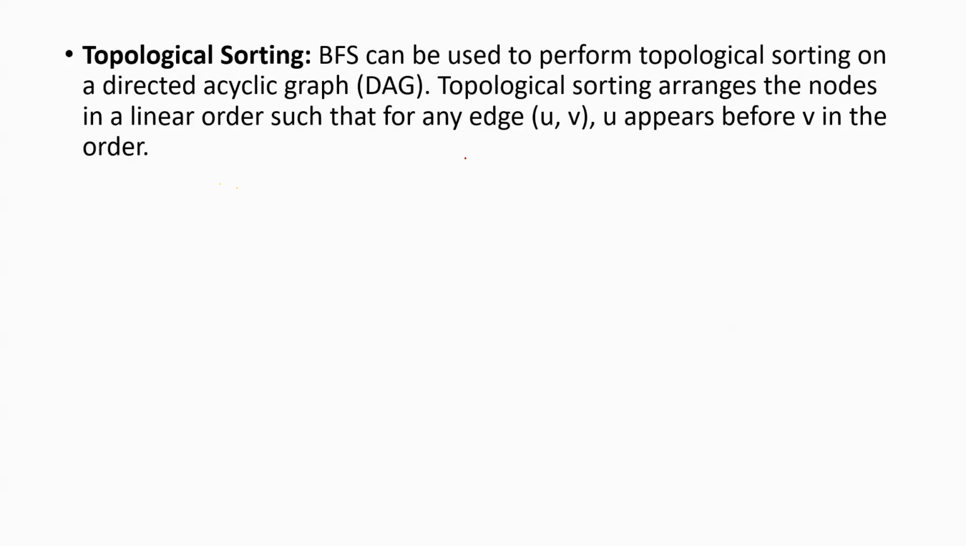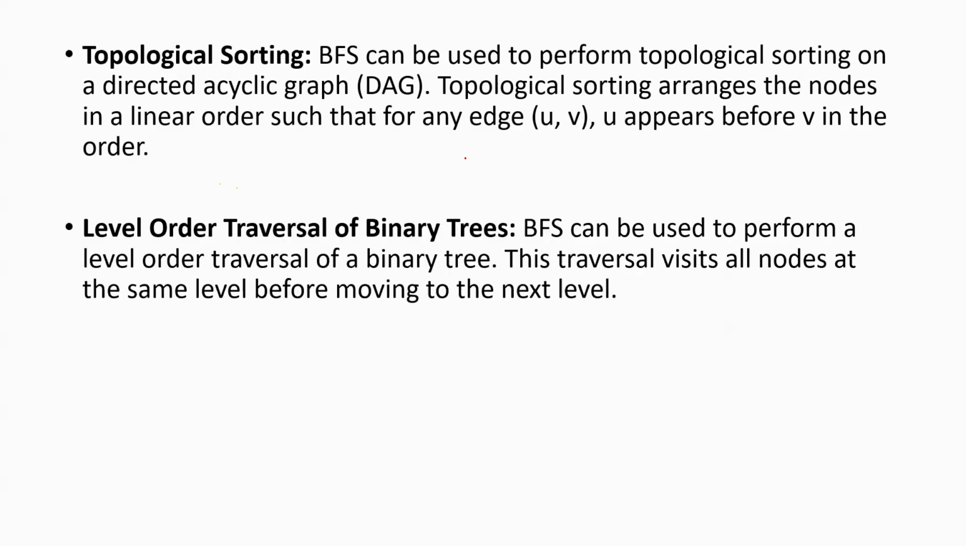So in this, how we use it, we already discussed Kahn's algorithm, which uses BFS and in-degree counts to determine the valid topological order. It follows the order. So, level order traversal of binary trees. BFS can be used to perform a level order traversal of binary trees. This traversal visits all the nodes at the same level before moving to the next level, right? So it is used to traverse a binary tree level by level from top to bottom.